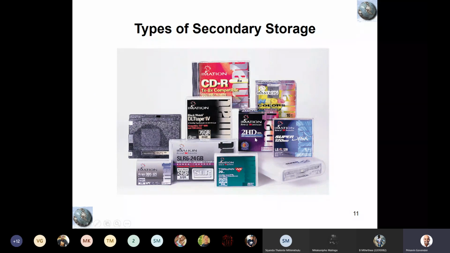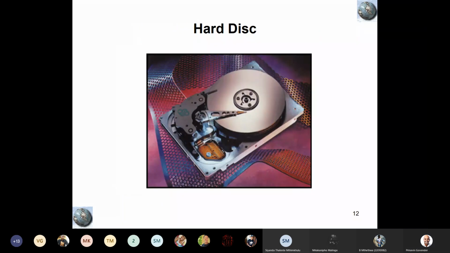Oh, some of these things are ancient right now. Any of you seen a stiffy disk? Any of you used a CD-ROM? This is your hard disk drive. This is basically what it looks like inside your PC.